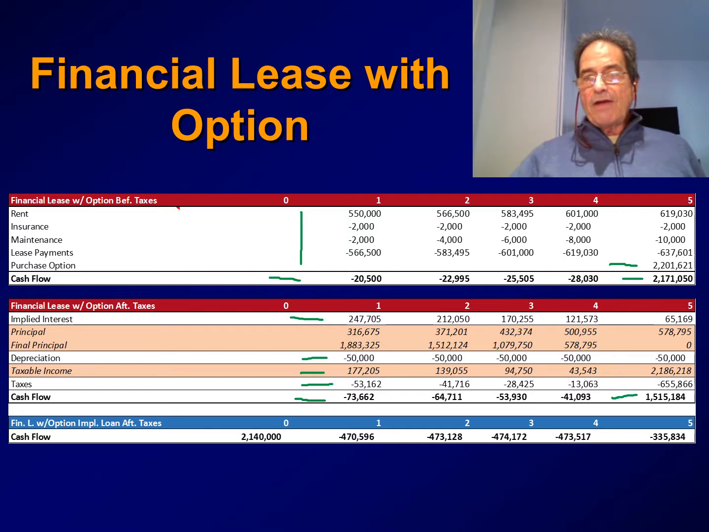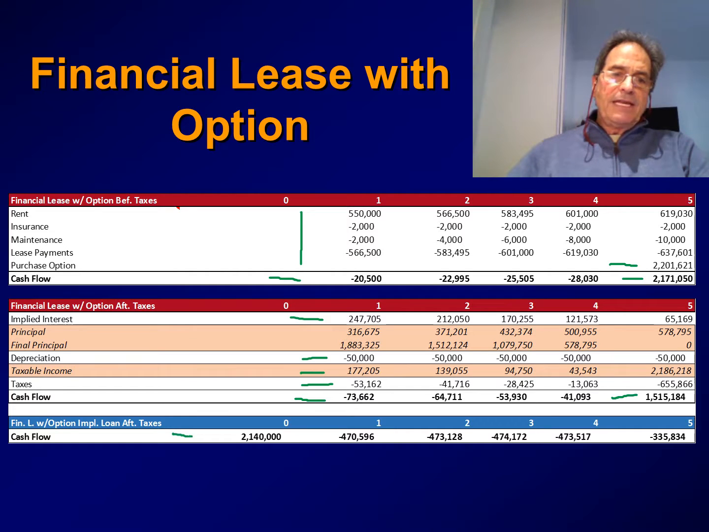And in the end, in year 5, we have a substantial positive cash flow of over 1.5 million, corresponding to the benefit that we obtain after taxes of selling the property with a substantial profit, because we can buy it for a very low $1,000 in the end.